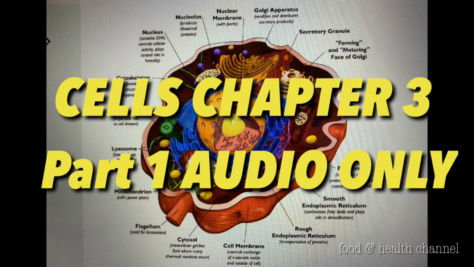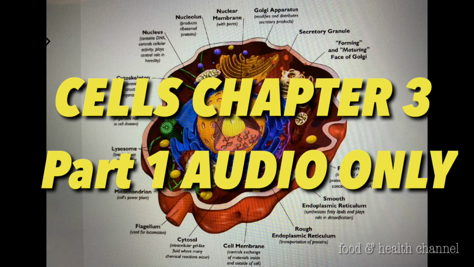Cell membrane. The cell is encased by a cell membrane, also called the plasma membrane. The cell membrane separates intracellular, or intracellular means inside the cell. The cell membrane separates intracellular material from extracellular, or the outside the cell material.